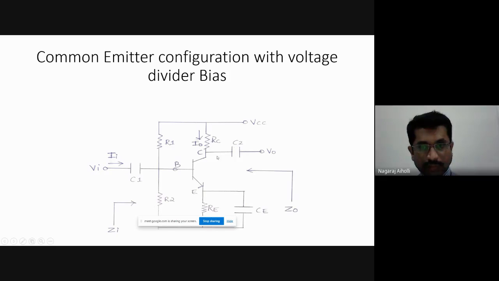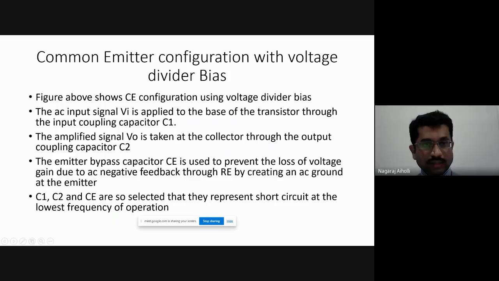Then output is taken from the collector terminal. It is voltage divider bias because the voltage divider rule is applied here between R1 and R2 in order to find the necessary voltage at the junction of R1 and R2. If we want to find the AC equivalent circuit or the re model, we have to short circuit the capacitors and make the DC voltages 0.